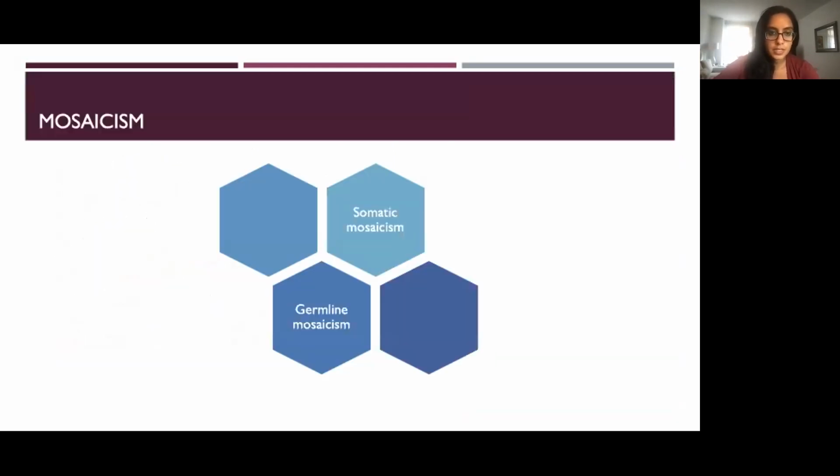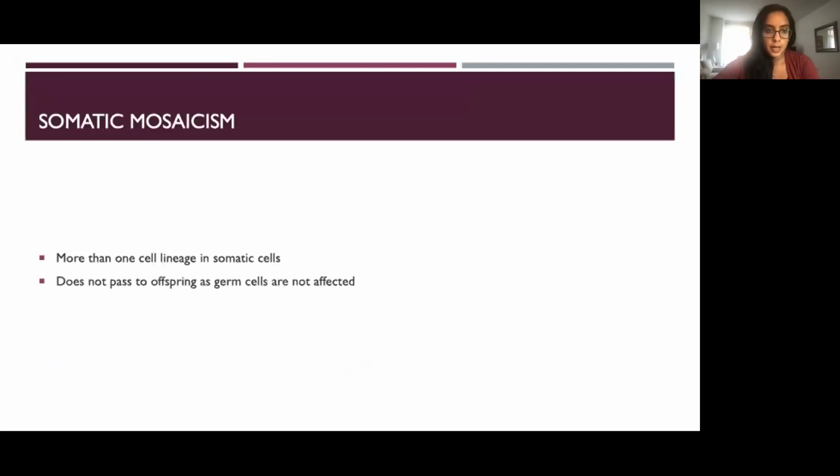So in terms of mosaicism, there is somatic mosaicism and germline mosaicism. Somatic mosaicism occurs during the embryonic or pre-embryonic stages and becomes an integral part of the organism. It's more than one cell lineage in somatic cells, and it does not pass to offspring as the germ cells are not affected.